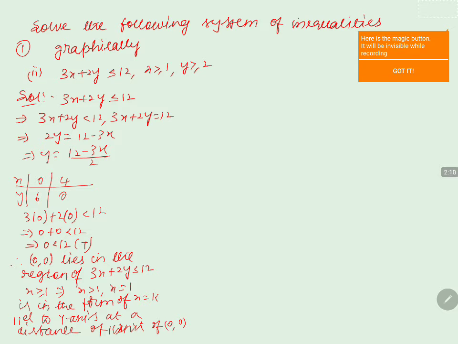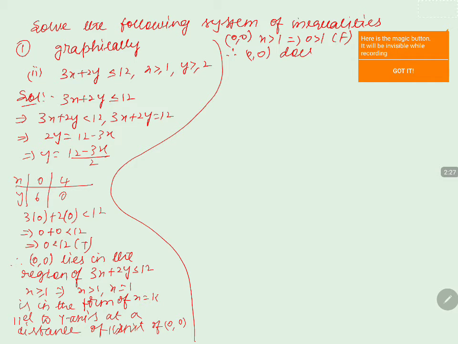Right. Now, when we substitute origin here, we'll check what we are going to get. By substituting origin in the inequation x greater than 1, we'll get 0 greater than 1, that is false. So we can say that origin does not lie in the region of x greater than or equal to 1.